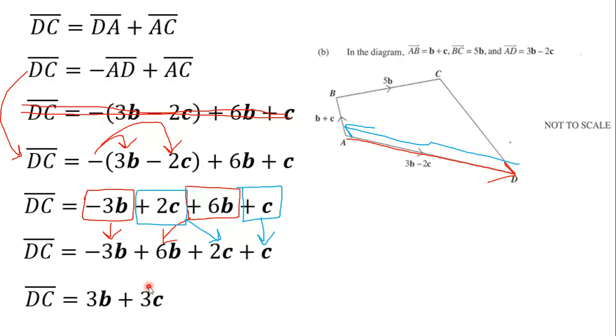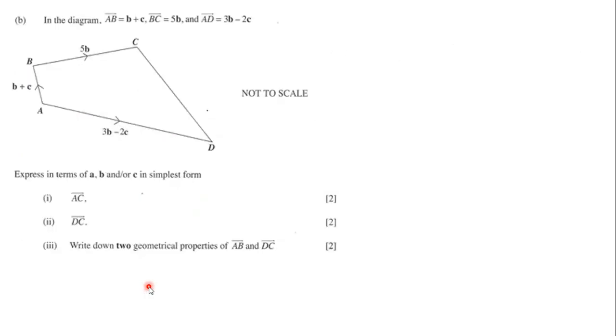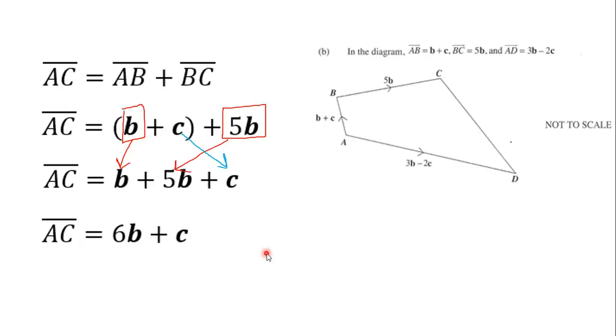All right, awesome. So now let us consider the next question, which is B triple I. It says, write down two geometrical properties of AB and DC. So let us consider that.